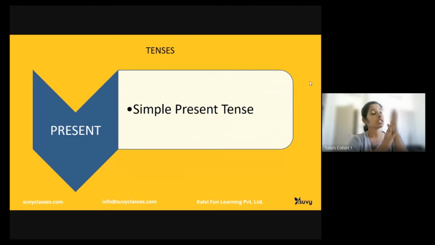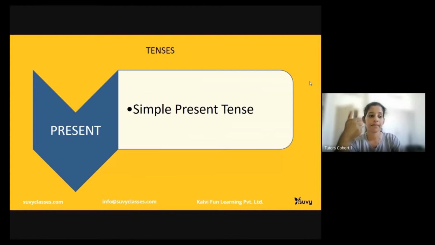The sun rises in the east. So this is a fact that happens every day. Okay, but we are not saying it is continuous. That is not the case. This is something where we are stating the fact. So when we are stating a fact, we use simple present tense.